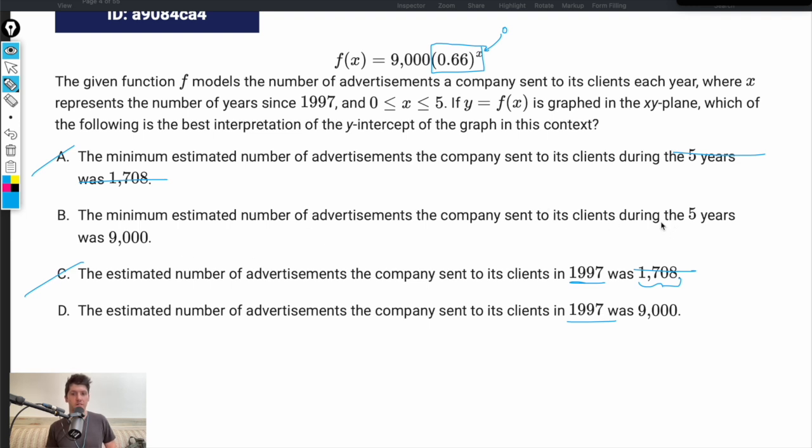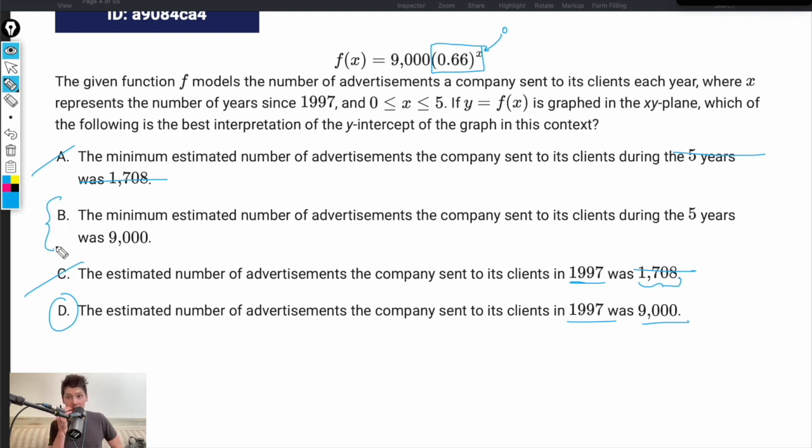So what does this y-intercept represent? Well, this is just true, right? And the idea is that f represents the number of advertisements. So that's 9,000, and the year is 1997. The reason B is factually wrong is on two levels.